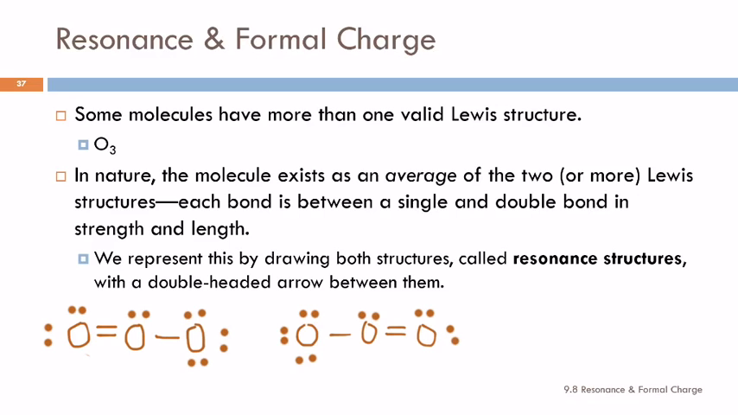When we study ozone, we observe that what you actually have is the average of those 2 structures. Each of these bonds is identical in an ozone molecule. You don't have one double bond and one single bond. We can tell the difference between double and single because the length is different. A single bond is longer and a double bond is shorter.